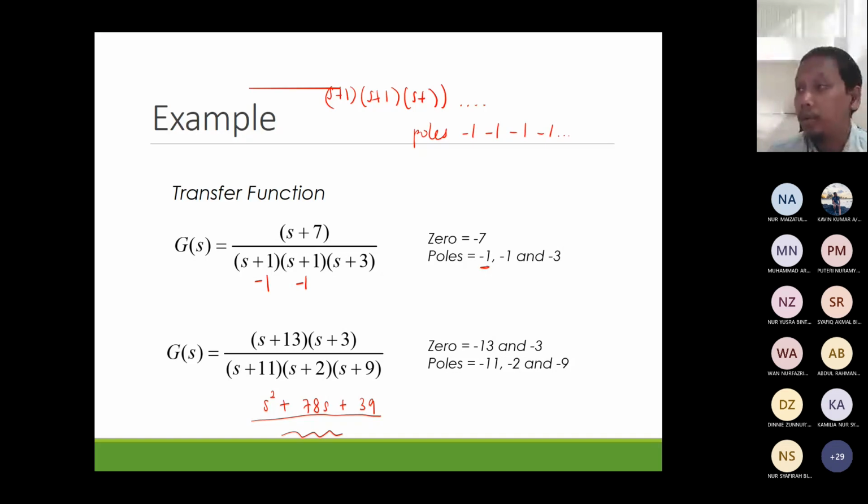And your zeros and poles can also be complex numbers. I think you have learned complex numbers maybe in ODE or calculus. For example, a plus bi, in complex number form. So your zeros and poles can also be complex numbers. Please remember this, because maybe in the next lecture, maybe this Wednesday, we will encounter poles or zeros in complex number form.